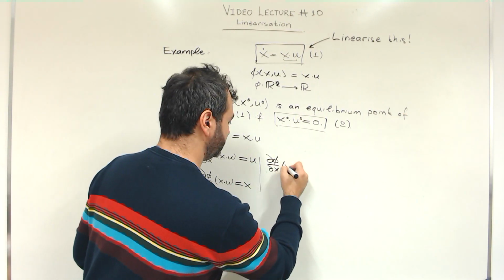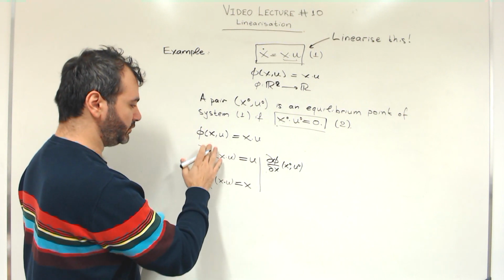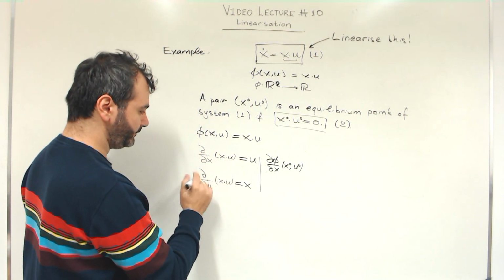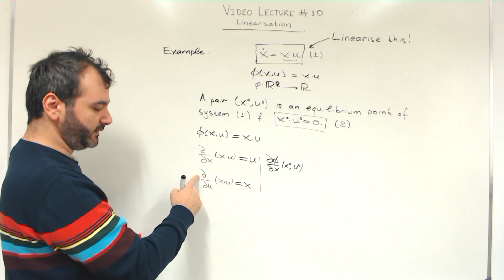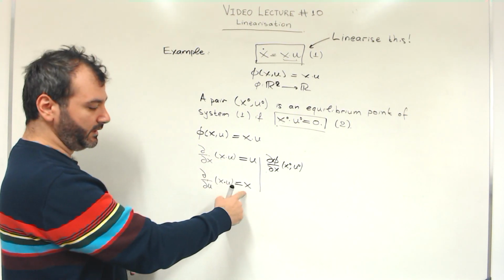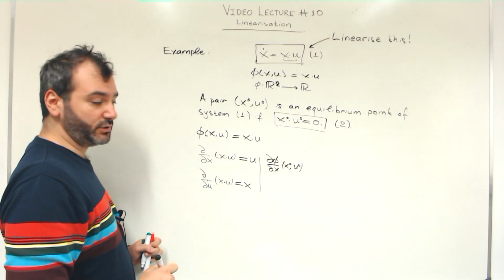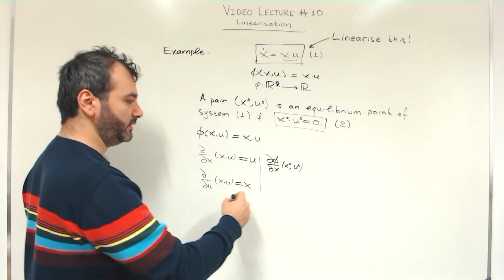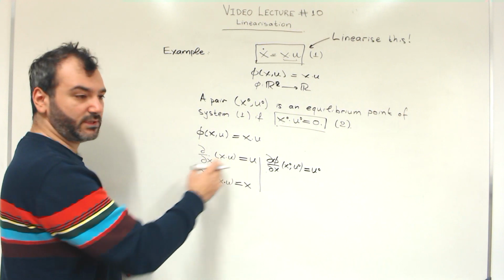Now the derivative of function phi, the derivative of this function with respect to x is equal to u. The derivative of this function with respect to u is equal to x. Now the derivative at x0, u0, evaluated at x0, u0, is u0. I simply substitute here u0.